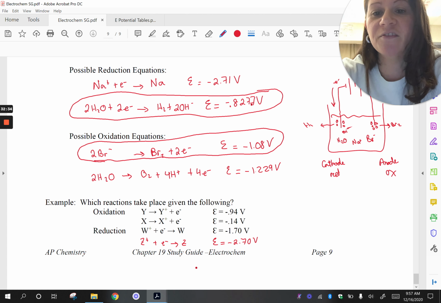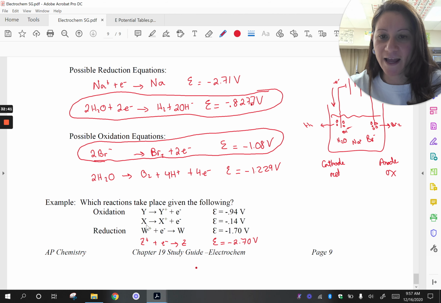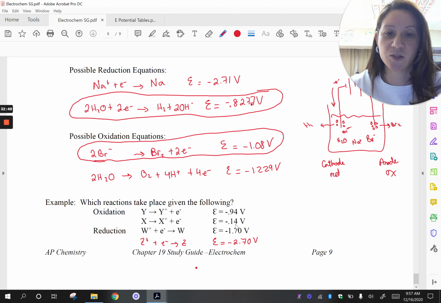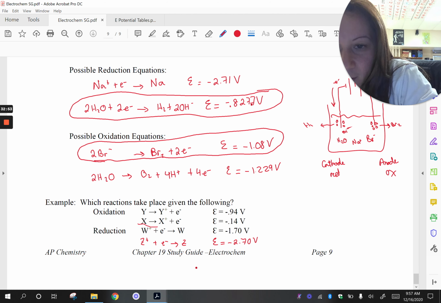Okay, so it looks like we have two oxidation and two reduction reactions. Let's see which one's more likely to occur. So Y and X are being oxidized. This one needs 0.94 volts to be supplied. This one needs 0.14 volts to be supplied, and so X is likely to be oxidized.